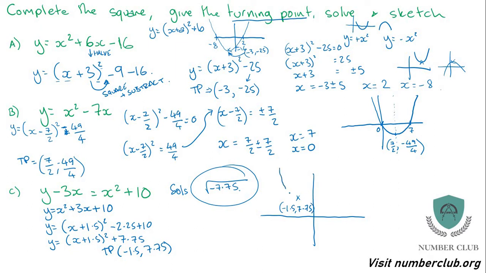We know that it's U-shaped because this is a positive x squared here. And we also know that the y-intercept's up at 10. That is as much as we could possibly know about that quadratic. We can't know any more than that. If, say, this was a negative 7.75, we could just carry on with decimals. It would have been absolutely fine. But this is an example of something that does not solve. So completing the square can have things that don't solve or things that do solve. Okay, moving on.